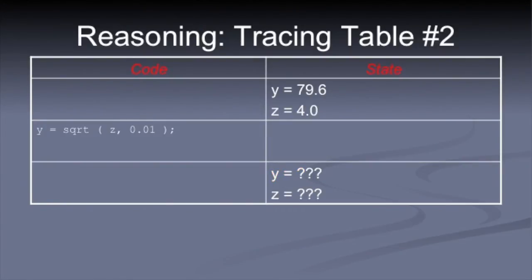This is the same tracing table as before, except now we have two local variables, y and z. Prior to the call, y equals 79.6, just as before, and z contains the value for which we want the square root, which is 4.0. Notice that z now appears as the first argument to square root in the code. Question: what will be the values of variables y and z after the call to square root returns? The answer: y receives the value 2.0 and z remains unchanged.